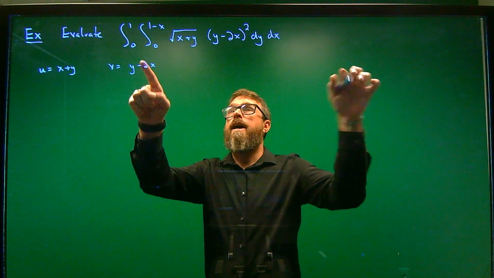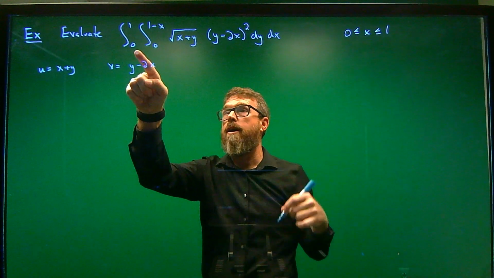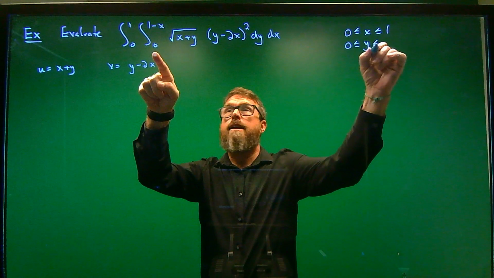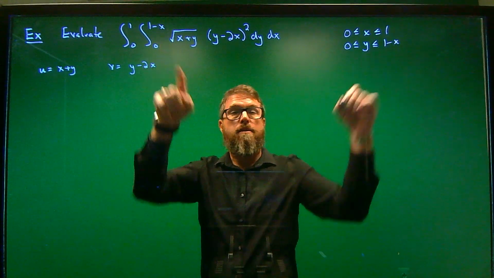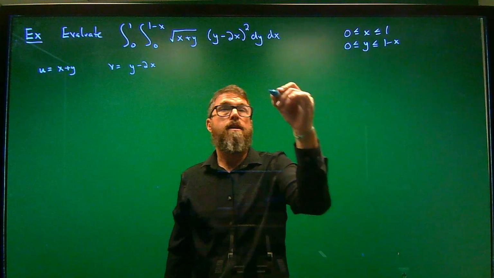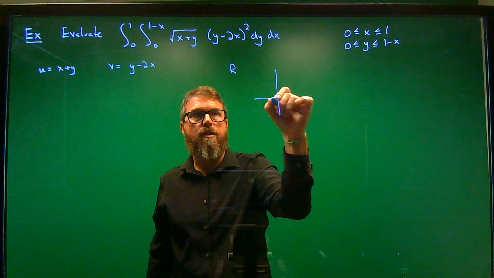So what I know is that x is bounded by 0 less than or equal to x less than or equal to 1, and the y's are going to be 0 less than or equal to y less than or equal to 1 minus x. Now, what does the region R look like? Again, it's not necessary to graph it. We really just have to transform it.